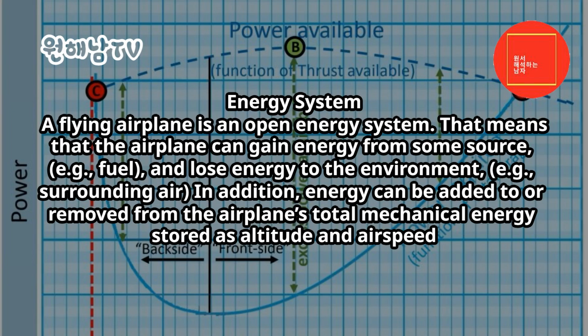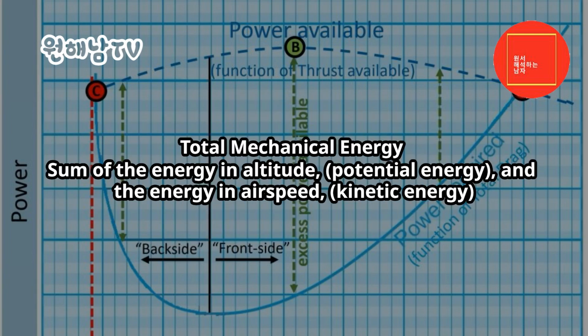Energy system. A flying airplane is an open energy system. That means that the airplane can gain energy from some source, e.g., fuel, and lose energy to the environment, e.g., surrounding air. In addition, energy can be added to or removed from the airplane's total mechanical energy stored as altitude and airspeed. Total mechanical energy. Sum of the energy in altitude, potential energy, and the energy in airspeed, kinetic energy.